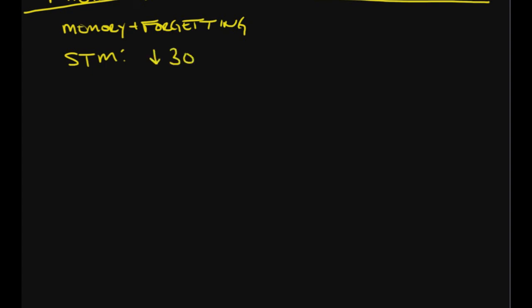Let's shift gears, talk about memory and forgetting. If I didn't write it down here, I would forget it. So, several different types of concepts when we're talking about memory. First is our short-term memory. This is usually under 30 seconds.